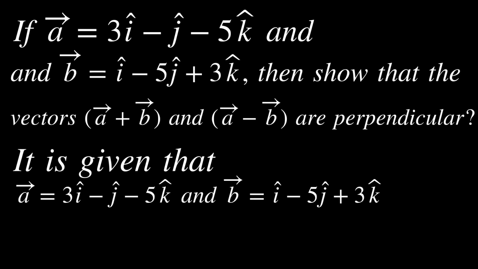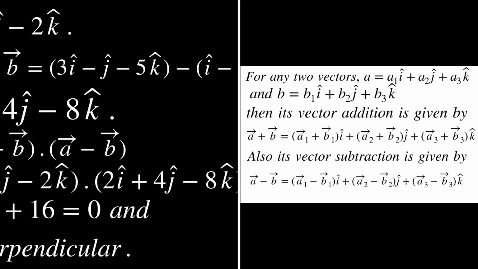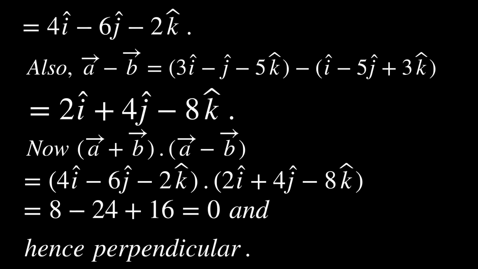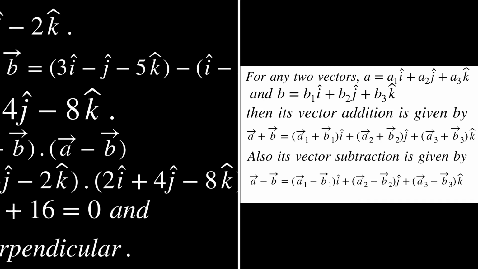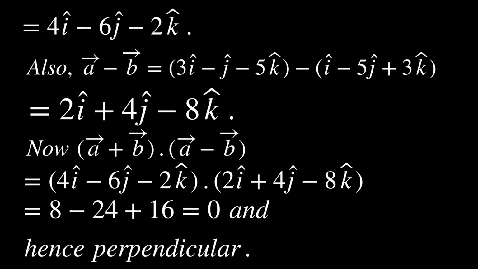If vector A is equal to 3i - j - 5k and vector B is equal to i - 5j + 3k, then show that vector A plus vector B and vector A minus vector B are perpendicular. Here it is given that vector A is equal to 3i - j - 5k and vector B is equal to i - 5j + 3k. Now we get vector A plus vector B as 4i - 6j - 2k. Similarly, we get vector A minus vector B as 2i + 4j - 8k.